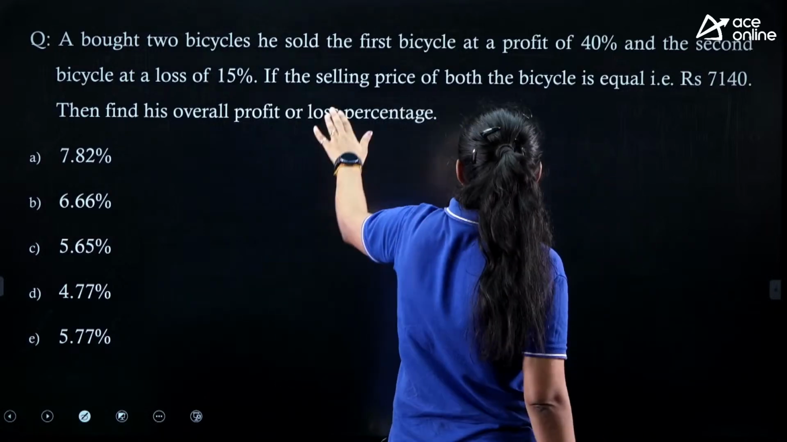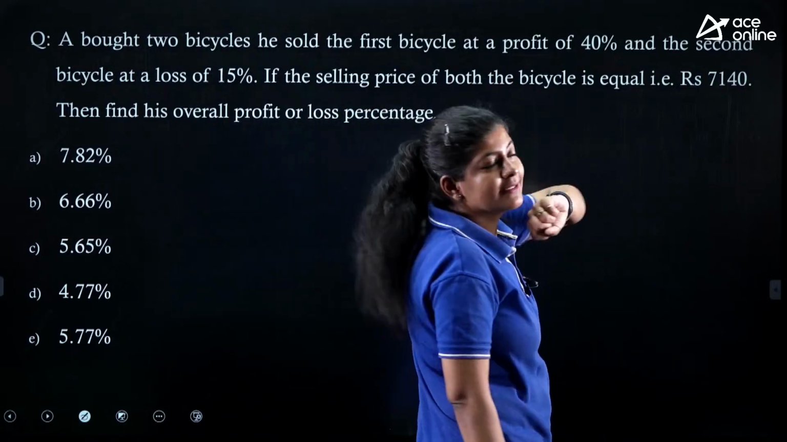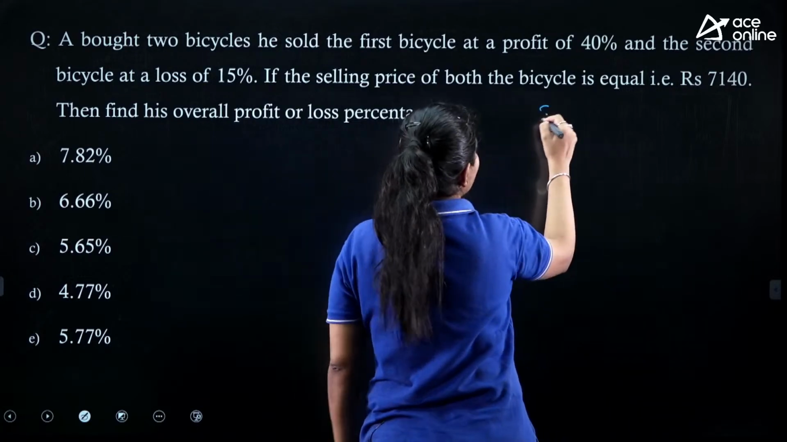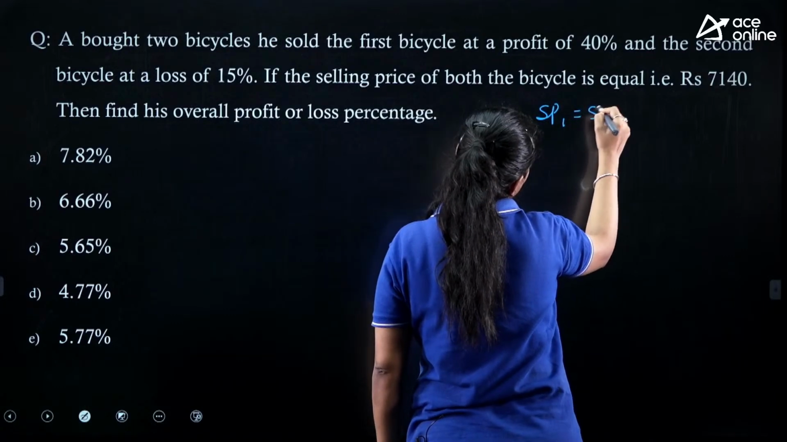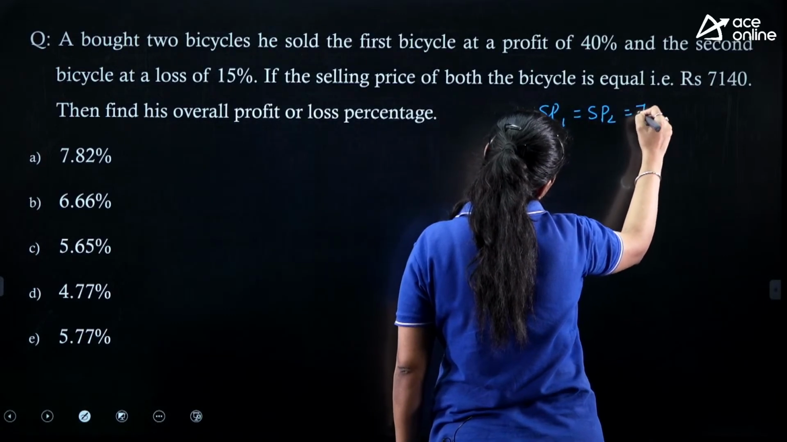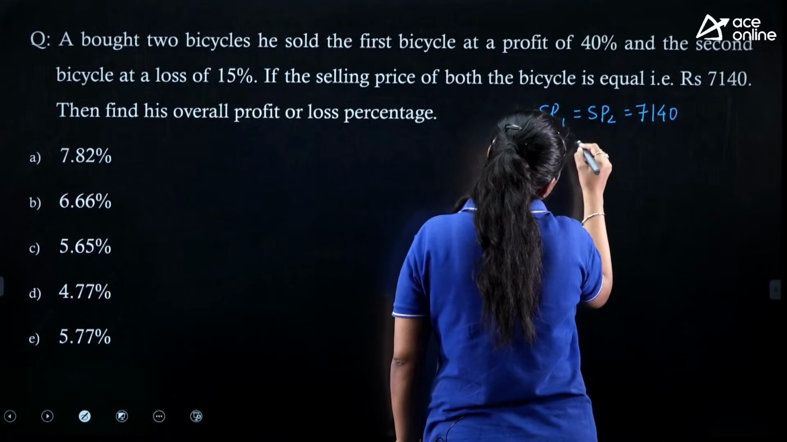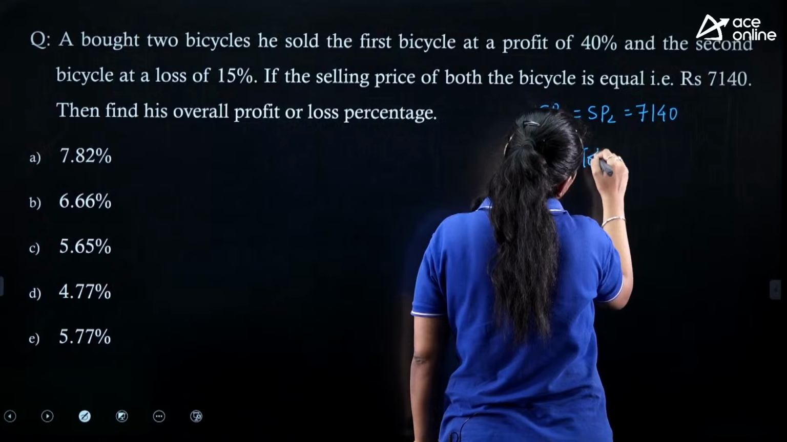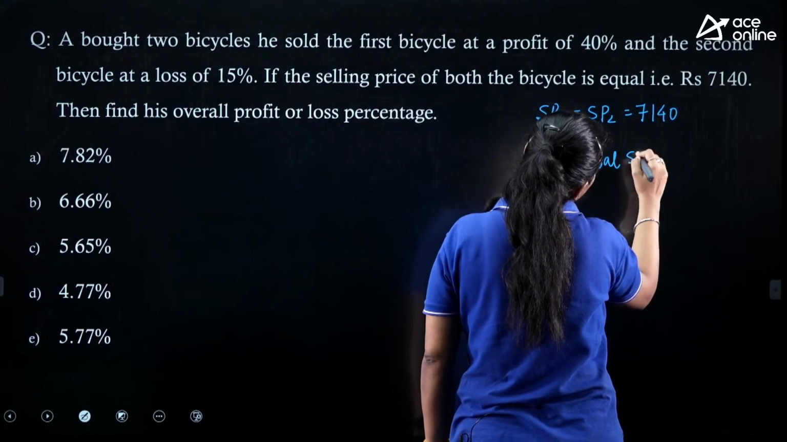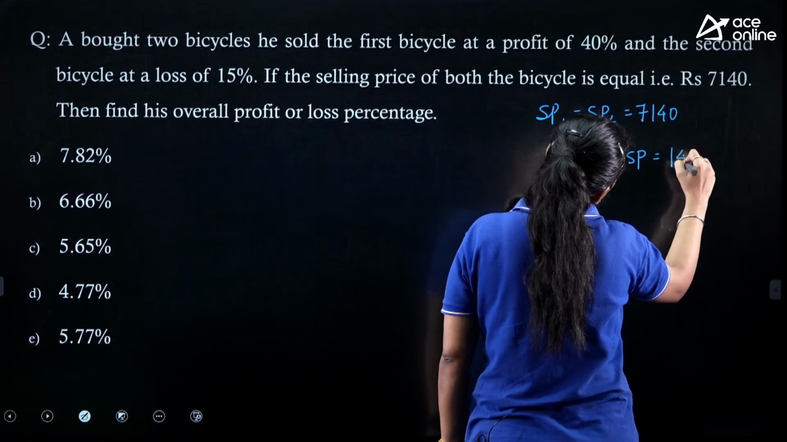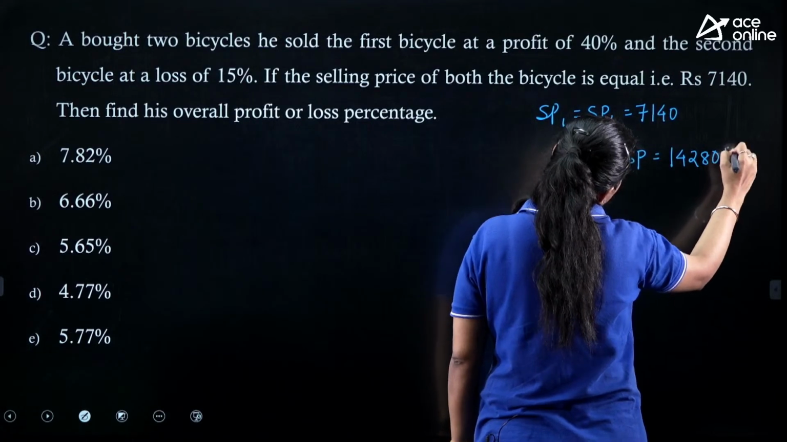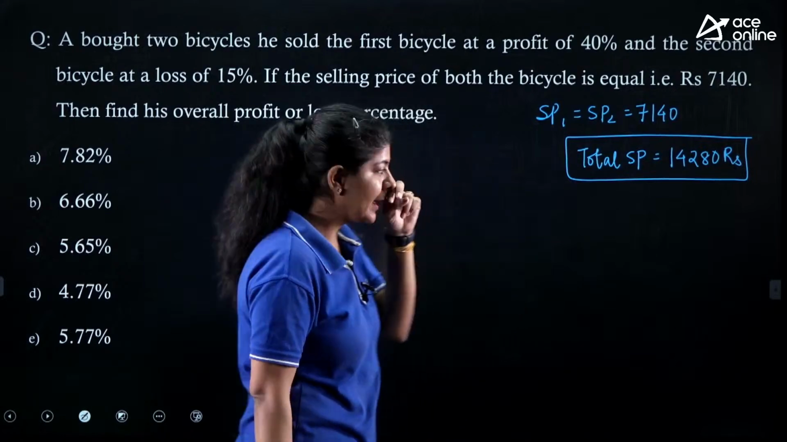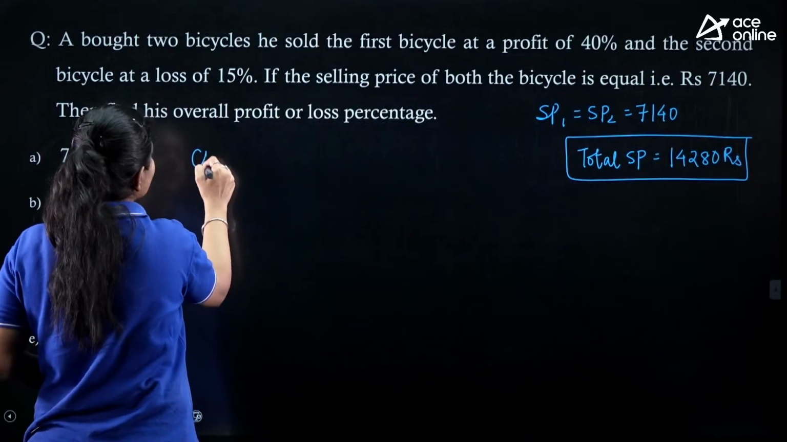So the question is saying that the selling price of both the bicycles is equal, that is nothing but 7140. So SP1 is equal to SP2, and that is equal to 7140. So the total SP is nothing but 14280 rupees, right? Now we need to calculate the total CP, right? Okay. So first try to calculate the CP1.